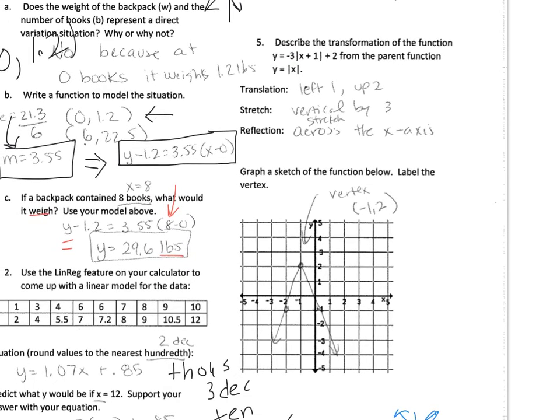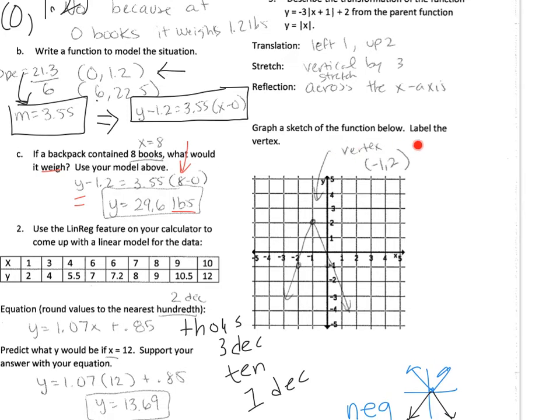And down here is a graph, and I had to label the vertex. For the vertex, you start at (0, 0), so I went left 1, up 2, that's my vertex. And then I did a slope, because it's absolute value, it's linear, it's half of a linear function. You're going down 3, left 1.